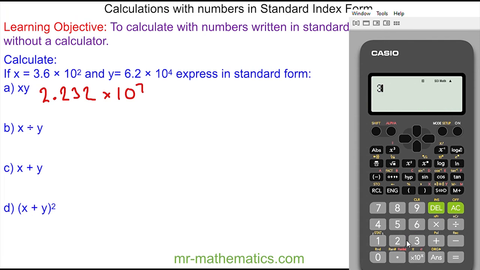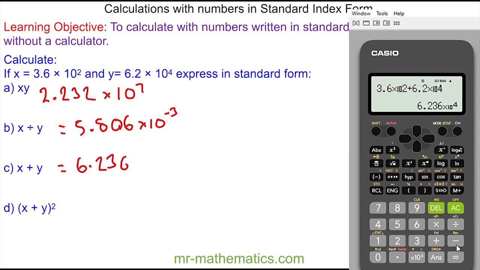So for question B, we have 5.806 times 10 to the negative 3. And for question C, we have 6.236 times 10 to the 4. And finally, for question D, we have 3.889 times 10 to the 9.